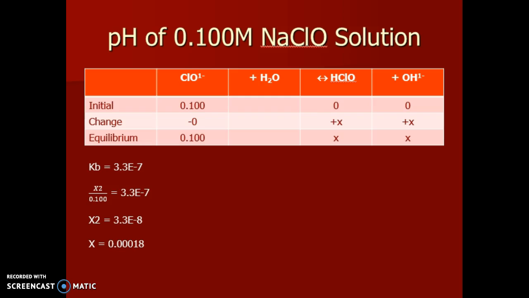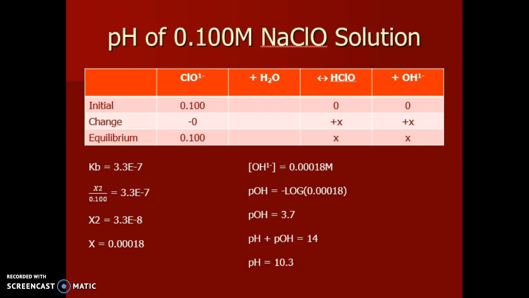So I fill in, making x squared divided by 0.1 equals 3.3 times 10 to the negative 7th, and solve for x. And I found that x equals 1.8 times 10 to the negative 4th. And now it's simply a matter of plugging and chugging into some pH equations. So what that means is that my hydroxide ion concentration, again, is 1.8 times 10 to the negative 4th. And if I negative log that, I find the pOH at 3.7. Subtract that value from 14 to get the final pH at 10.3.